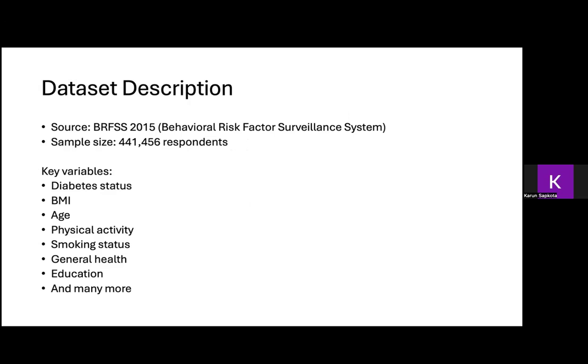For this study, we used the 2015 Behavioral Risk Factor Surveillance System dataset, which contains responses from over 441,000 individuals. From this dataset, we focus on diabetes status as the main outcome and explored related variables such as BMI, age, physical activity, smoking status, education, and general health.